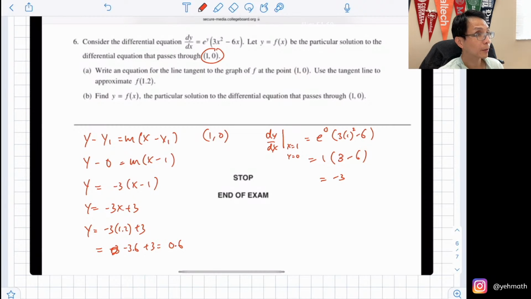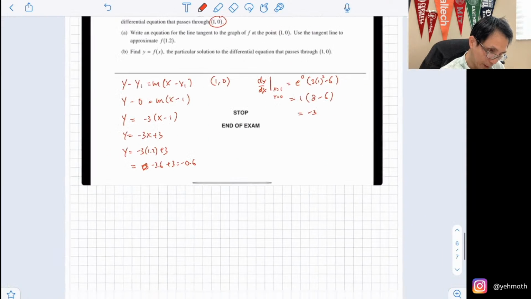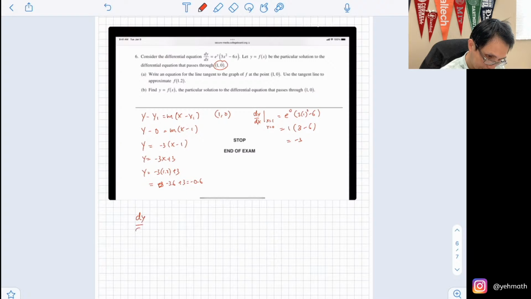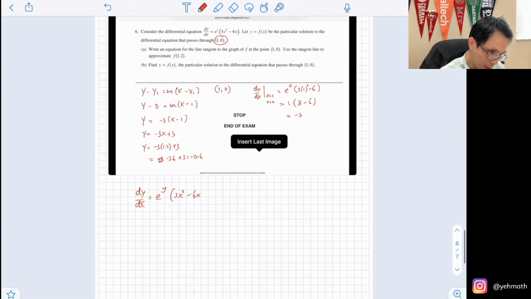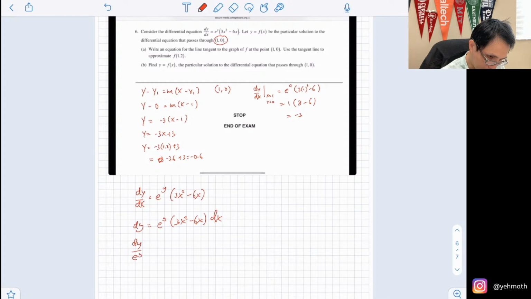Are we okay here? Does everybody get the same thing? Oh, negative, you're right. Okay, right? Then dy/dx is equal to e to the y times 3x squared minus 6x. I'm going to move dx to the other side. That's always something I would do first. So it'll be dy equal to e to the y times 3x squared minus 6x times dx. And I'll move e to the y to this side, so it'll be e to the negative y dy equal to 3x squared minus 6x dx.